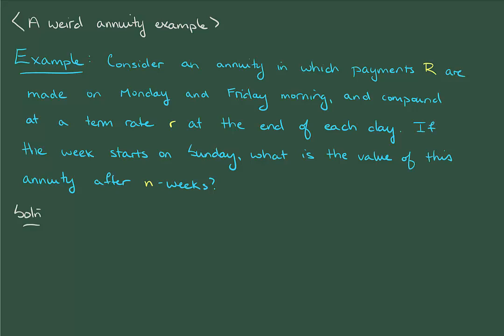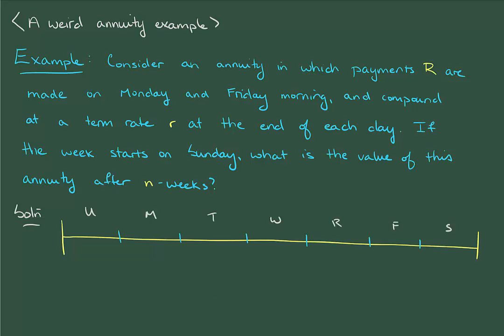So first things first, we're going to draw our weekly timeline, labeling the days of the week as we did in one of our previous weird examples. And as usual, I'll throw in the payment and interest just to remind us of when it is that they happen. Now, the first payment is made on Monday morning, and we'll just keep pushing it forward in time until we reach the next payment on Friday morning.